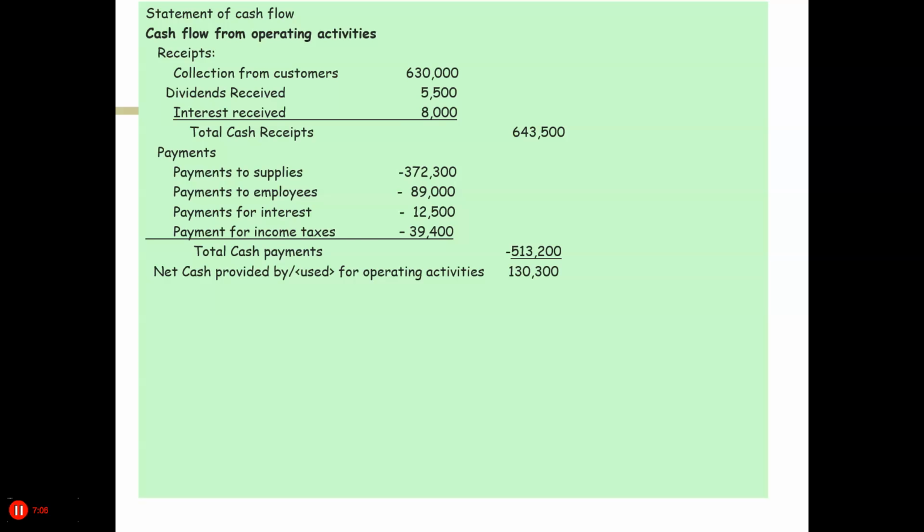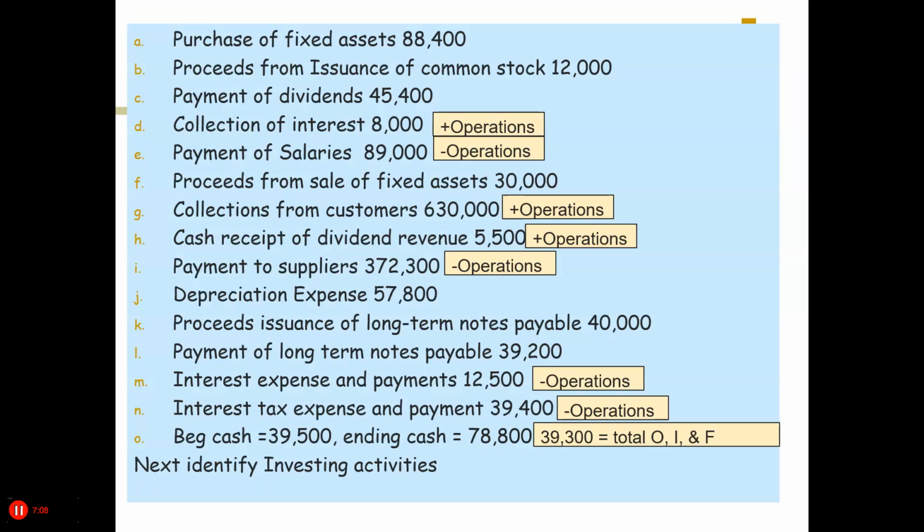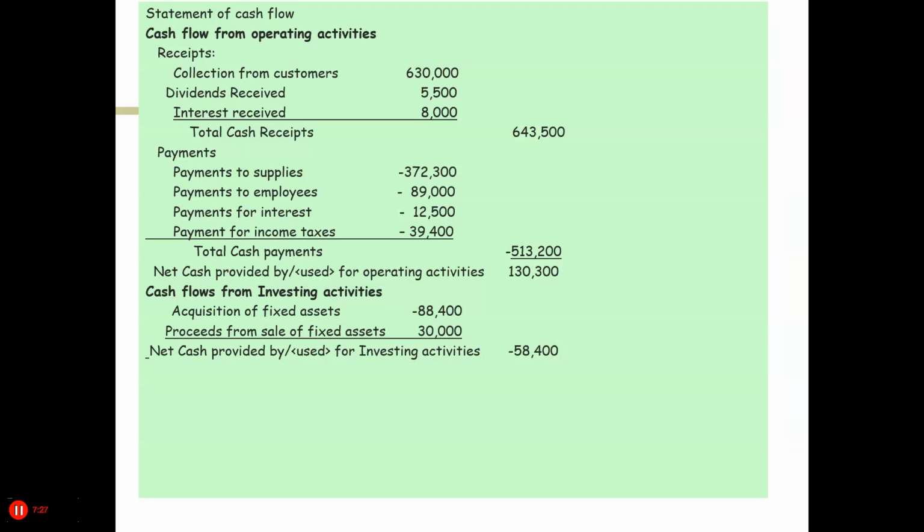Now we'll go to investing activities. So we're going to include anything that's an investment. Well, first, we purchased equipment, fixed assets, which would decrease our investing activities. And then we sold a piece of equipment, and that would increase investing activities. Now we're going to put that on our cash flow from investing activities. And in that case, we used cash for investing activities. Now that's not a bad thing, because we used the money to buy more equipment. So that's always a good thing.